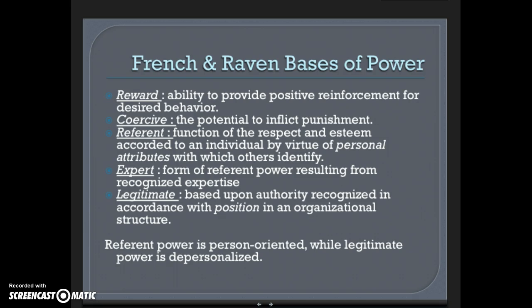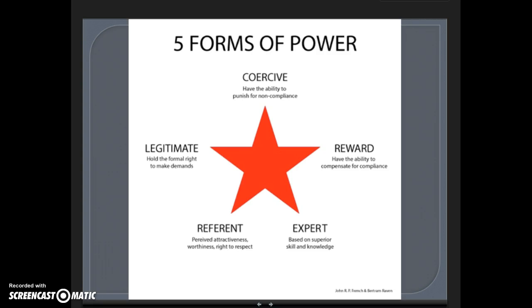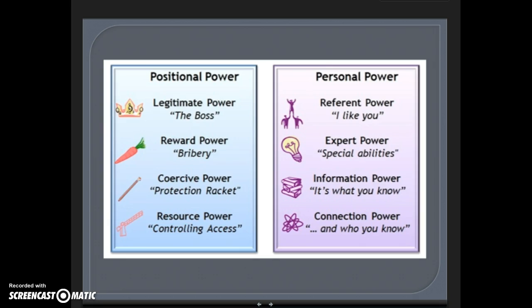I thought I took this one out, so I want to look at French and Raven's five forms of power. So the coercive power has the ability to punish for noncompliance, reward to compensate. Expert power is based on superior skill and knowledge. Referent is perceived attractiveness, worthiness, credibility, the right to respect, and the legitimate to hold formal right to make demands on others. Oftentimes people have added to French and Raven's, but you can also see how they can break them down into two different areas.